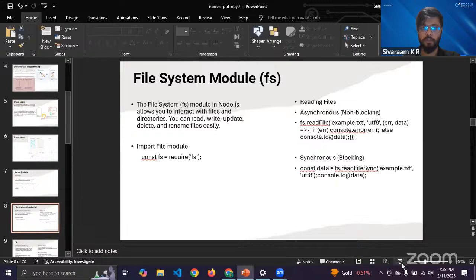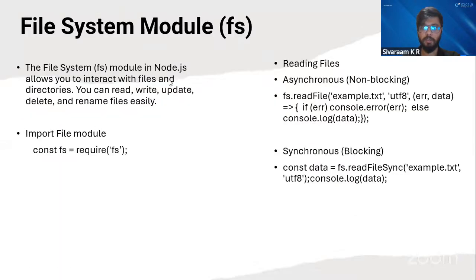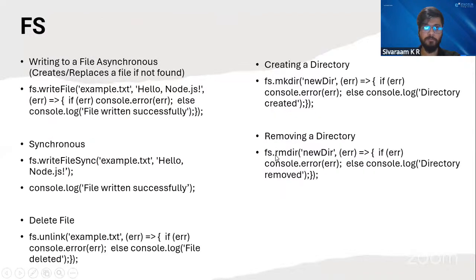After this, we went through the file system. In the file system, there are two ways: asynchronous and synchronous. With these, we read a file, and we can also write a file using these two commands. We can also delete a file using the unlink command. We also went through how to create a directory using mkdir and how to remove a directory using rmdir.